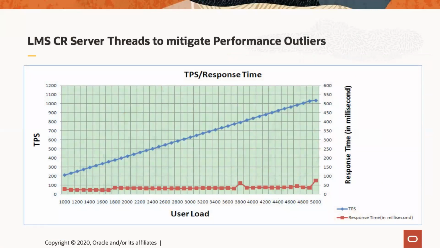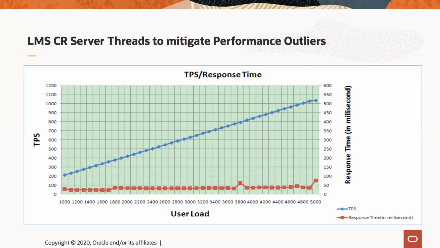We have this LMS CR threads to mitigate performance outliers. What is a performance outlier? If you look at this chart of an application, it shows that as the number of sessions increases, the transactions per second increase, and the response time is pretty much under 50 milliseconds most of the time, except there are some outliers here and there. These outliers are a little bit hard to track because they are very few, first of all, and they last a very short amount of time.